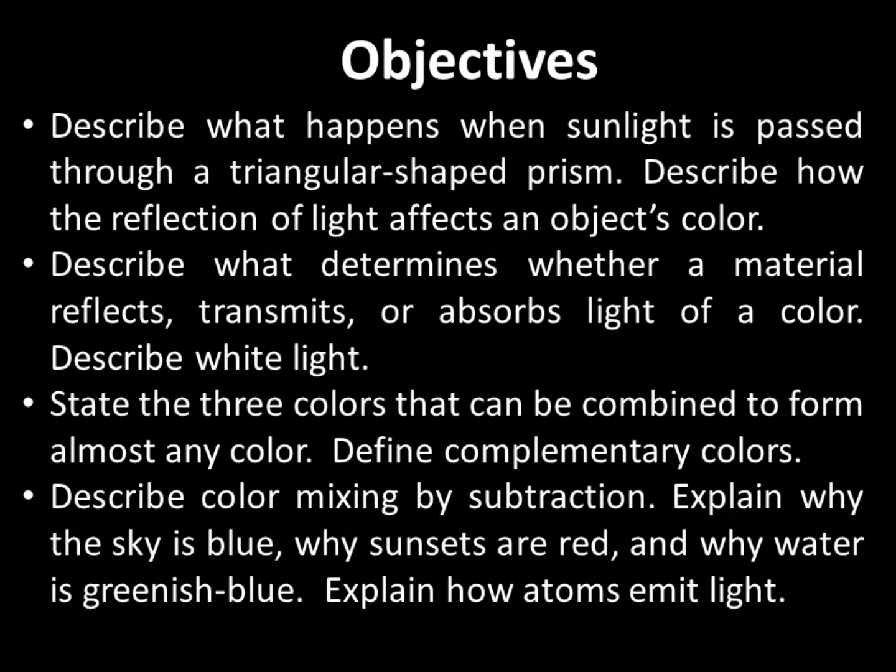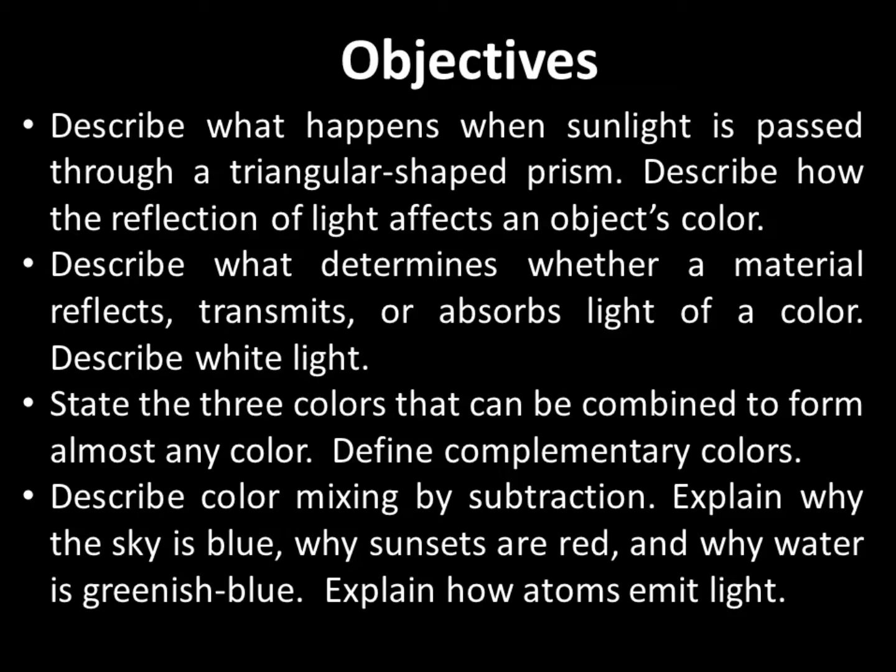The objectives: describe what happens when sunlight is passed through a triangular shaped prism. Describe how the reflection of light affects an object's color. Describe what determines whether a material reflects, transmits, or absorbs light of a color. Describe white light. State the 3 colors that can be combined to form almost any color. Define complementary color. Describe color mixing by subtraction.